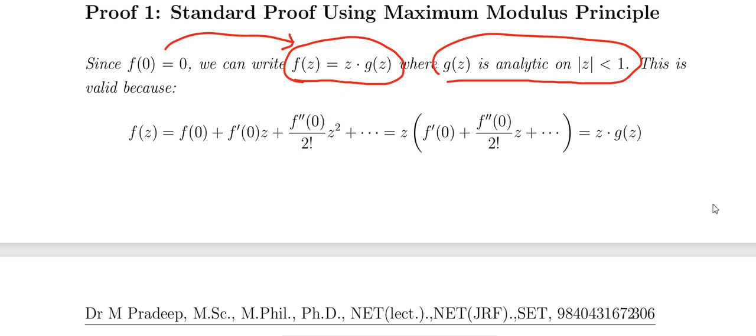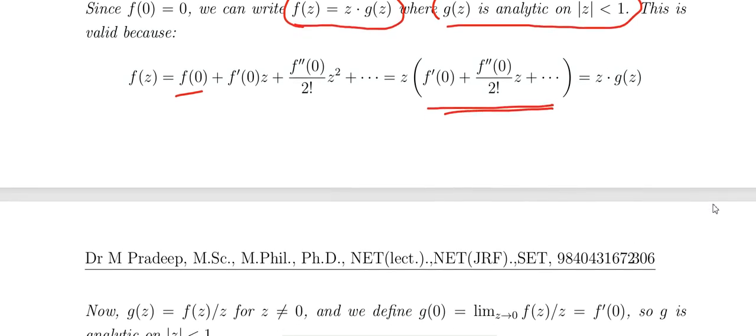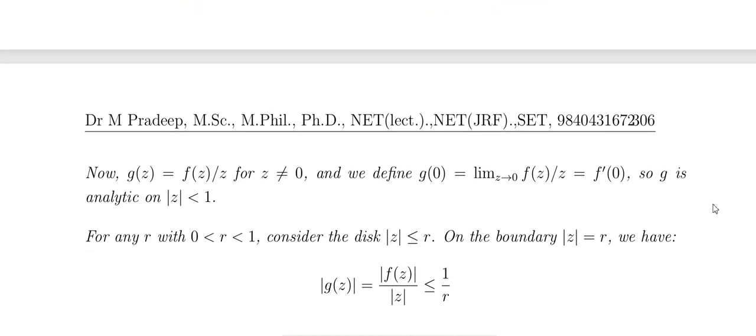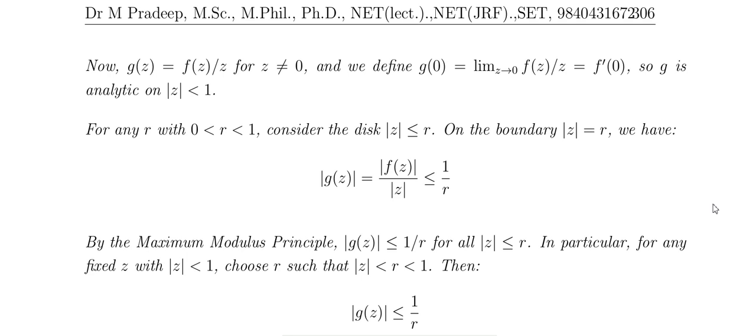So f of z equal to f of 0 plus f dash of 0 into z by 1 factorial, that is the Taylor series. That is z times f dash of 0 plus something, and since f of 0 equal to 0, it is z times something. This is called g of z. Am I correct? Because f is analytic, g of z equal to f of z by z.